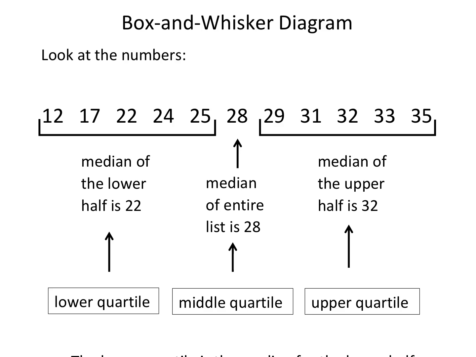Hey everyone, I want to talk to you today about some different ways we represent data. So here's the first one. It's called a box and whisker diagram.